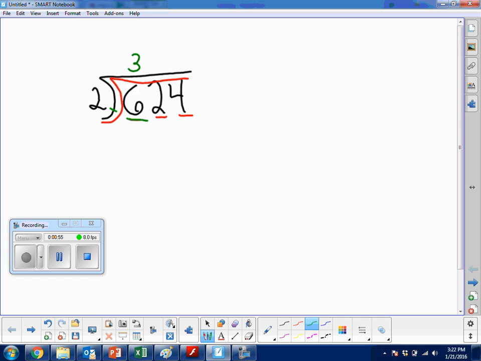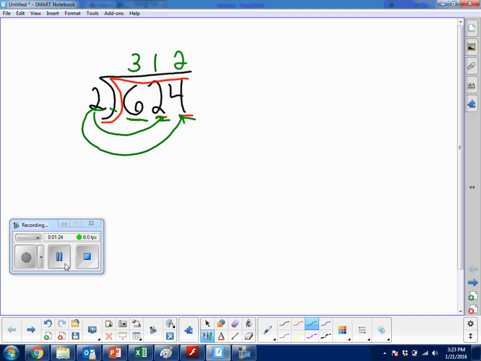Now, the next step is to think, what is 2 divided by 2? We're going to take this 2 and move over here and divide this 2. 2 divided by 2 is 1. And finally, we're going to take this 4 and move it over here. 4 divided by 2 is 2. So your answer right here, ladies and gentlemen, is 312.